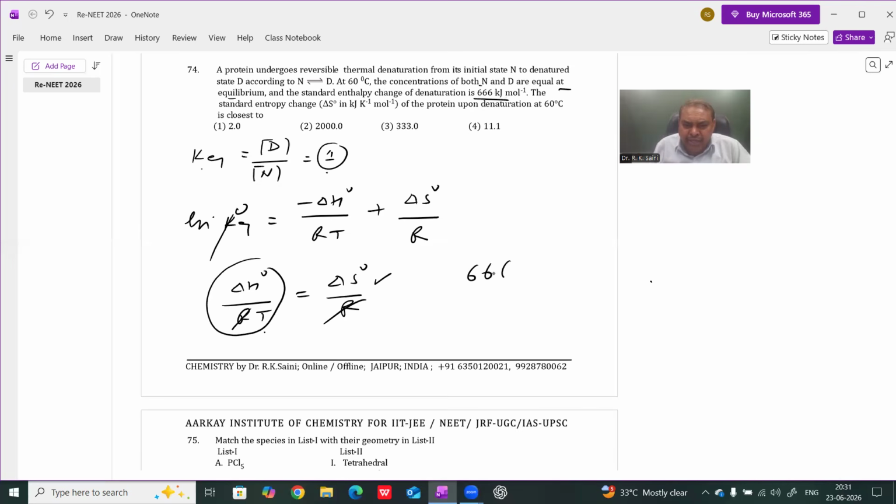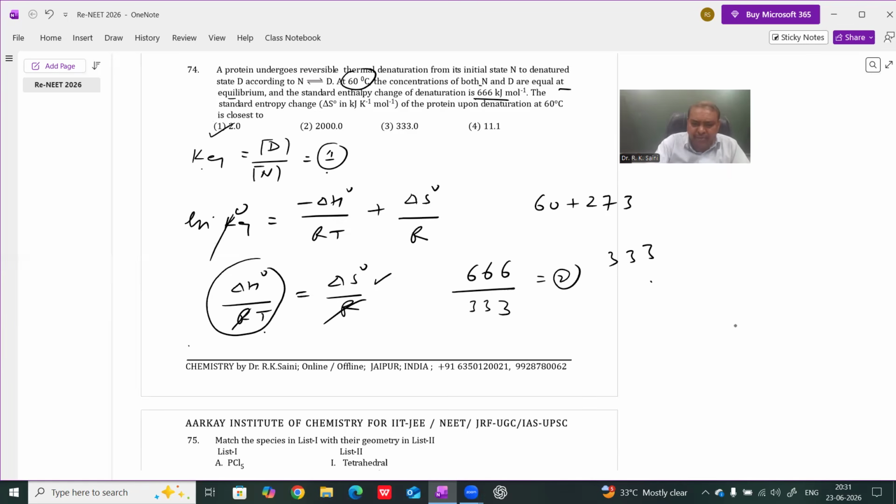Very simple, and these are based upon facts or formulas, an elementary question, and this question combines chemical equilibrium as well as thermodynamics. Delta H, enthalpy change, is given 666, and the temperature is given 60 degree centigrade. 60 degree centigrade converted into Kelvin is 333, and hence our answer is 2 kilojoule, first option.